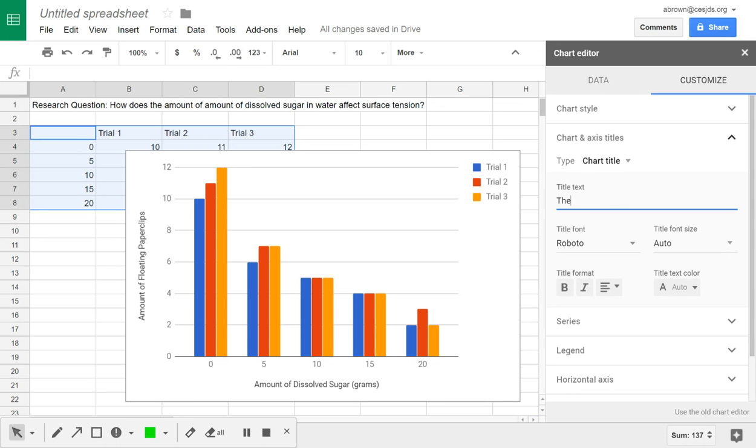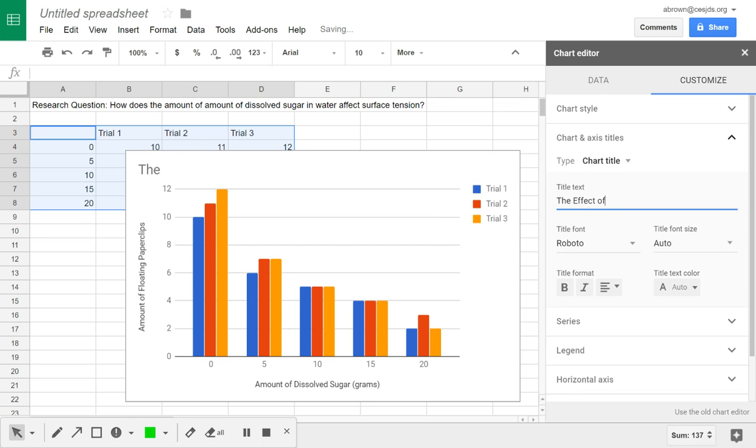So I'm going to write the effect of dissolved sugar. I'm going to spell dissolved right. Dissolved sugar on surface tension. So I have now in my title included both my independent and my dependent variables. So that's a good title. If I had done my experiment over a certain amount of time, if that applies to you, then that's something you might want to try and incorporate into your title as well.